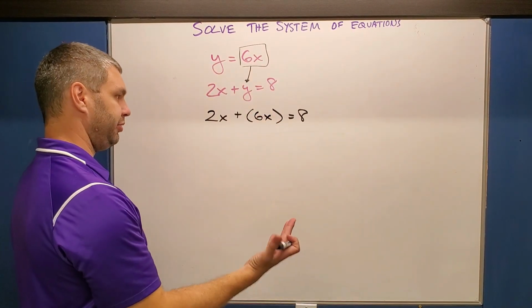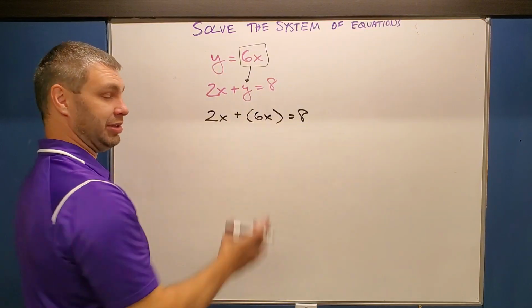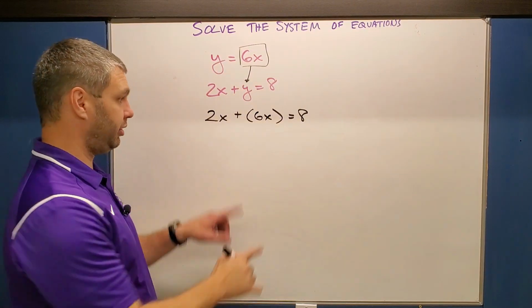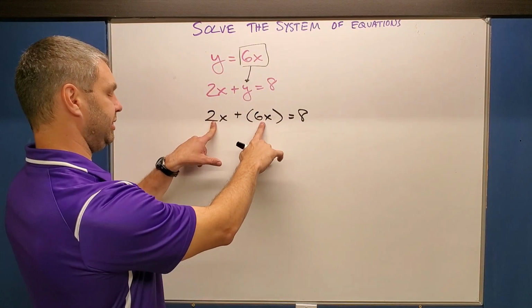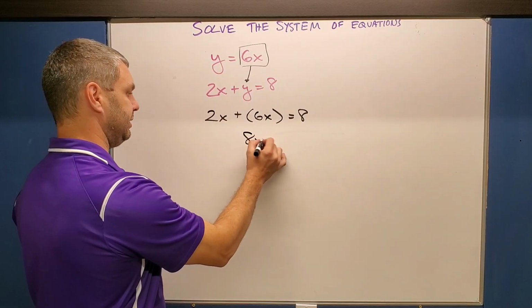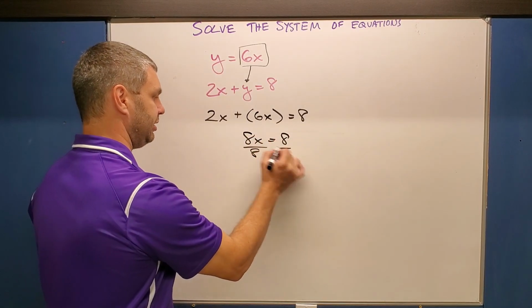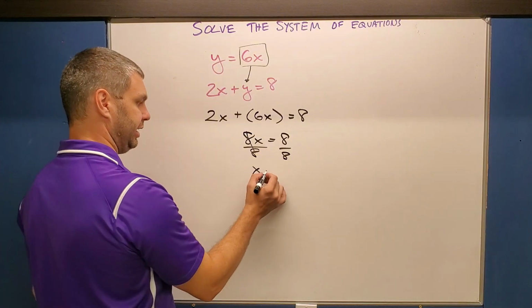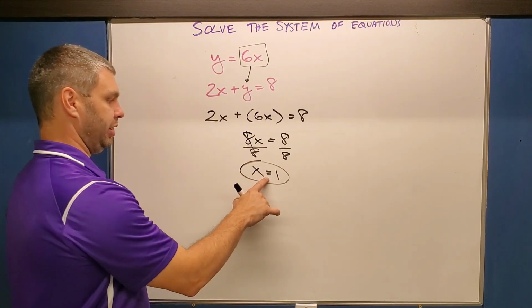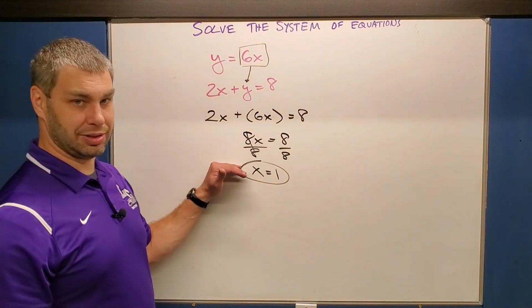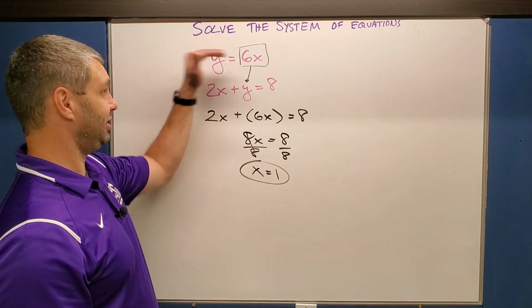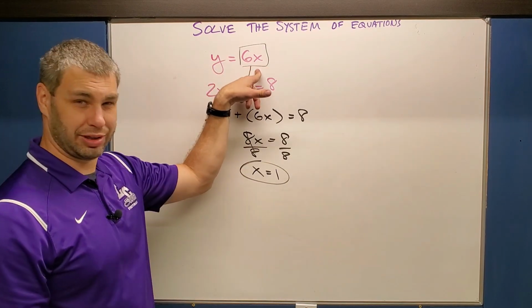Okay, now, like before, we should not have any more y's, and we don't. We can, however, combine like terms. What is 2x plus 6x? It is 8x. So I have 8x equals 8. Nice easy one here. Going to divide and get 1. Now, x equals 1. Unlike the last one though, the y is not just a number. It has kind of other stuff with it.